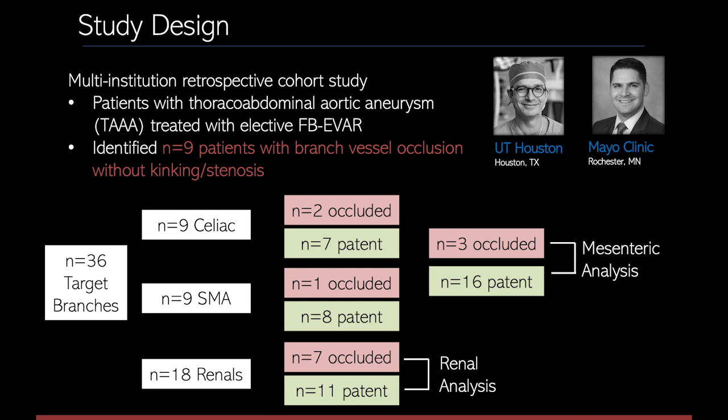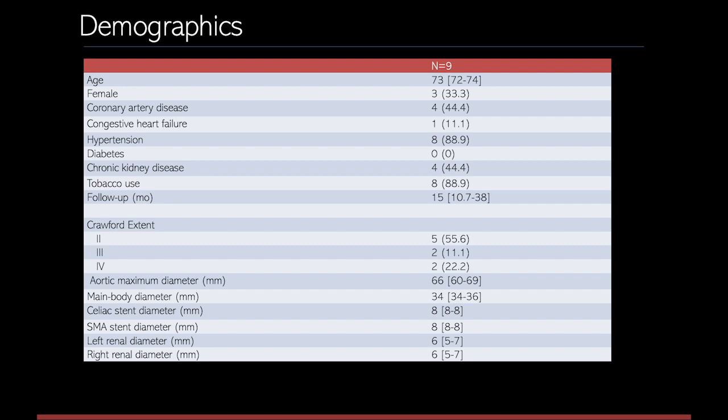We did a subgroup analysis stratified on mesenteric vessels and renal vessels, as those vascular beds share similar boundary conditions, and the patent branches within those served as internal controls. Here's our overall patient demographics. You can see that these patients in general are overall sicker patients, not candidates for open repair. We treated extent 2 through 4 thoracoabdominal aortic aneurysms with a maximum aneurysm size of over 6 centimeters.